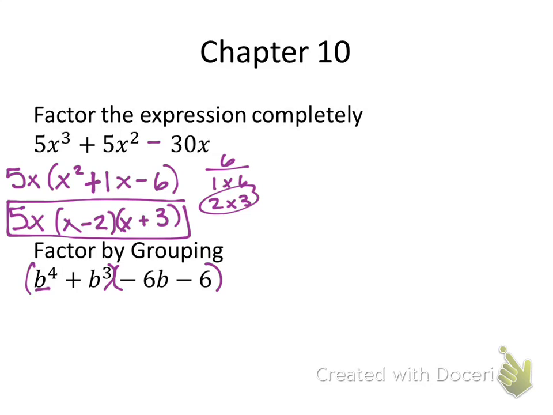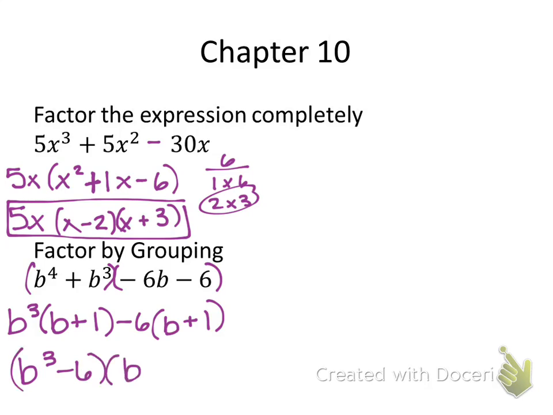Okay, if I have 4 b's and 3 b's, how many can I take out? 3. Remember, always look for the smallest exponent. So if I had 4 and I took 3 out, I'm left with 1. Now what happens here? Because I had 3 and I took 3 out. So what am I left with? A 1. Remember, anytime you take everything out, you're always left with a 1. Now, what's the greatest common factor of negative 6b and negative 6? Negative 6. Very good. So I'm left with b plus 1. Now I can just write my answer. B cubed minus 6 times b plus 1. And that is my final answer.